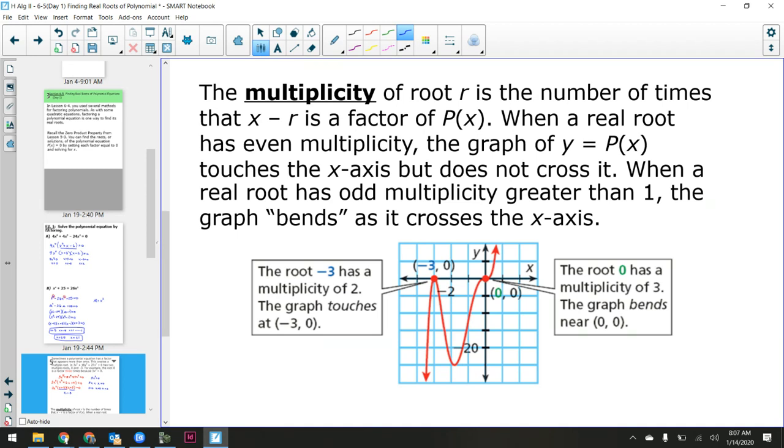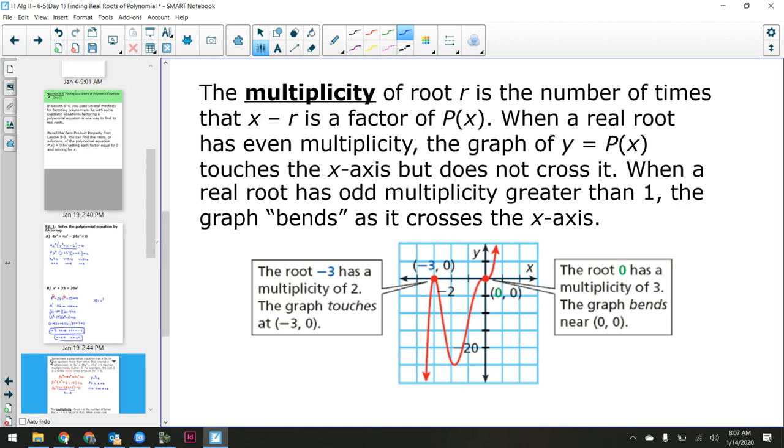So the multiplicity of a root is the number of times it's a factor. If it's there twice, it's a double root. If it's there 3 times, it's a triple root. And then we have multiplicity of 4, multiplicity of 5, multiplicity of 6, however many, you can go on forever.